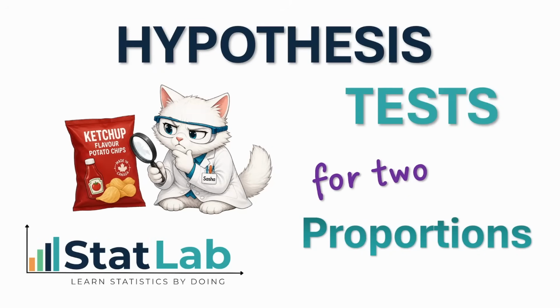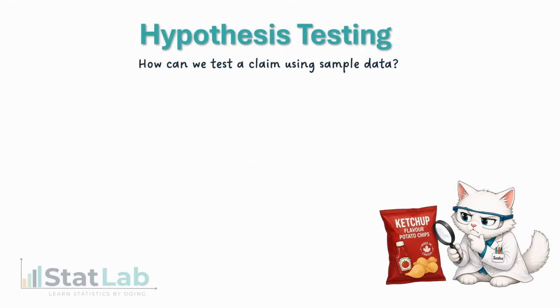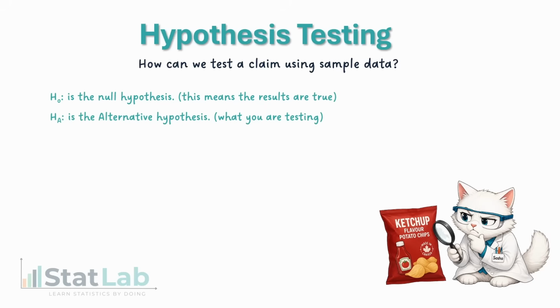Today we're going to continue our discussion on hypothesis testing, but today we're going to look at two proportions. Just as last time, a hypothesis test is used to test a claim with sample data. And just a quick reminder that our null hypothesis means that our test results are true, and HA, of course, is our alternative hypothesis, which is what we are testing.